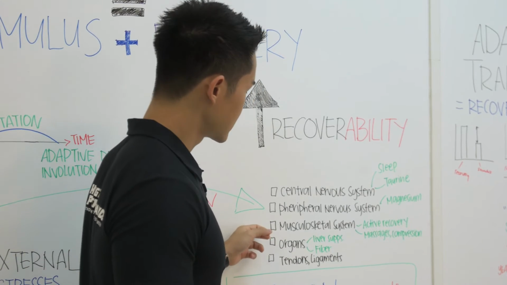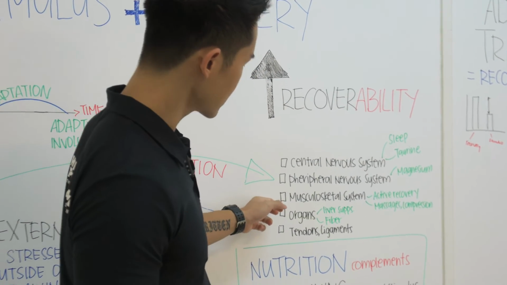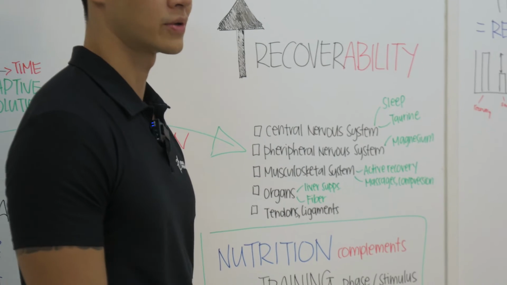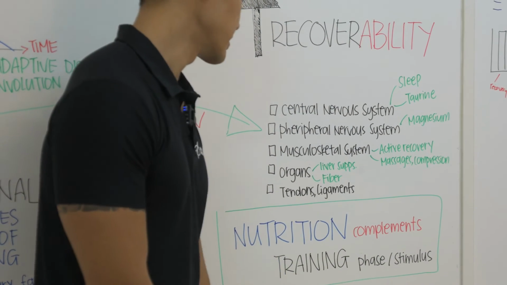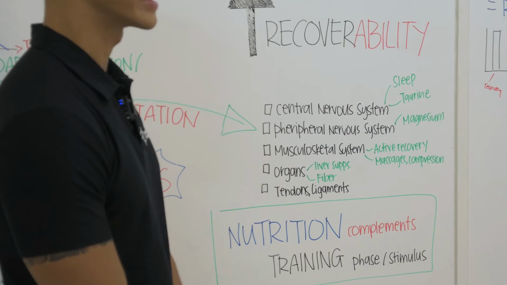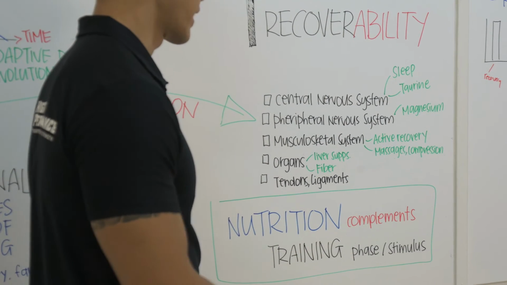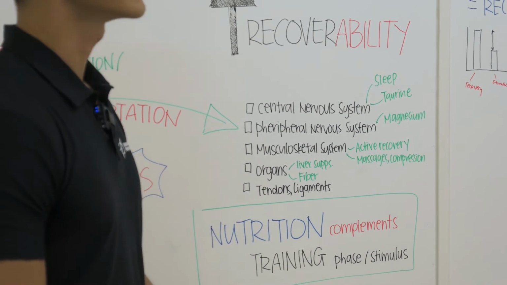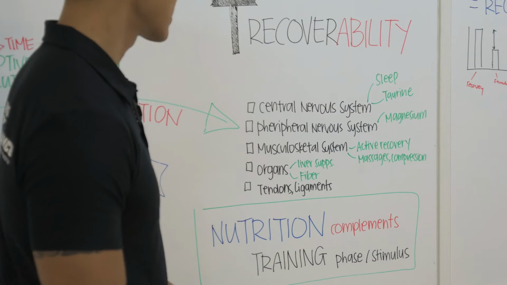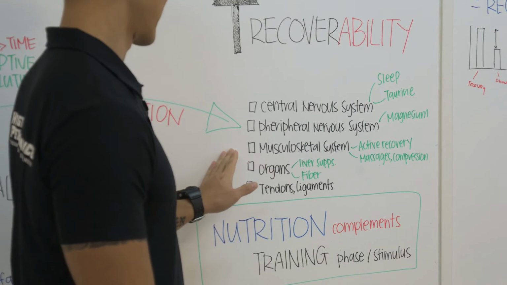With regards to the musculoskeletal system, this is pretty much what we call your DOMS, or delayed onset muscle soreness. How you know that you're not recovered from musculoskeletal system fatigue is that you still feel sore, and it should take at most 72 hours to recover. Anything more than 72 hours to recover, you know that you've overdone it.